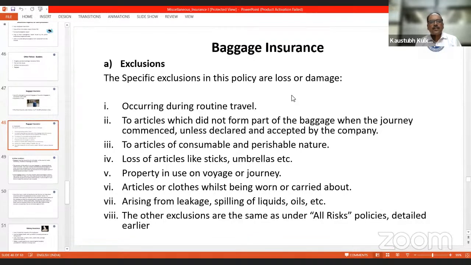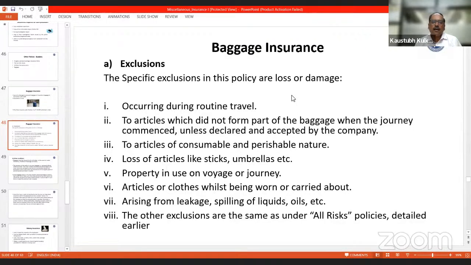Then the next exclusion is articles which did not form part of the baggage when the journey commenced, unless declared and accepted by the company. So in case of baggage insurance, the articles or the stock, in our general terms, has to be specified by the person who is taking the insurance. Articles which are consumable and perishable in nature will not be covered. So those which can be consumed by the insured in the journey, or the items which are perishable in nature, will not be covered under baggage insurance.